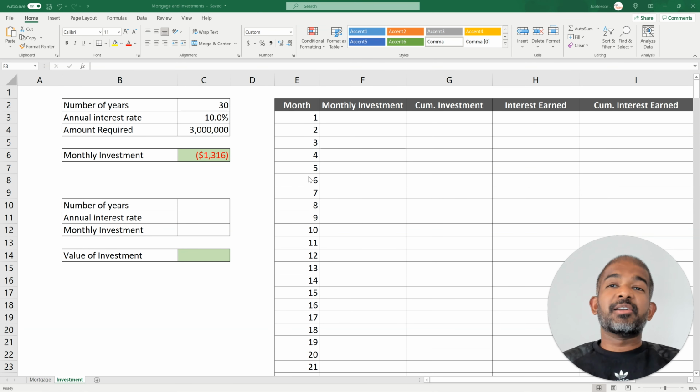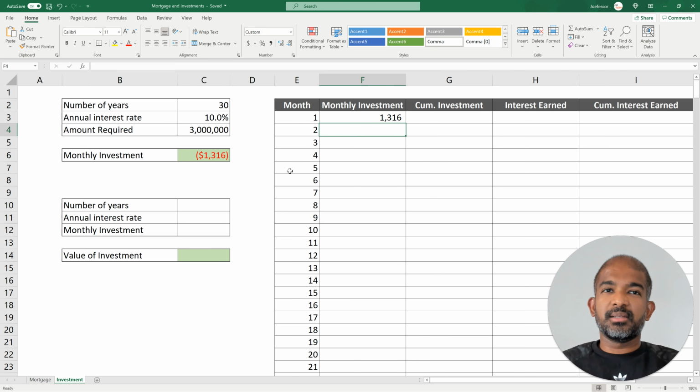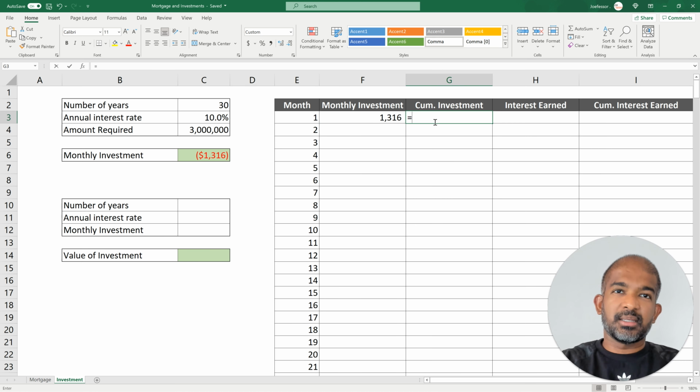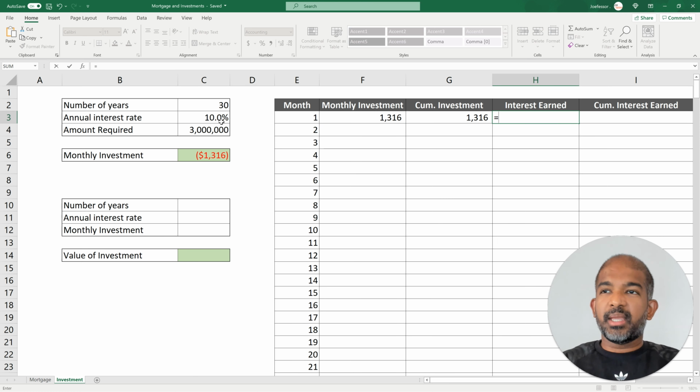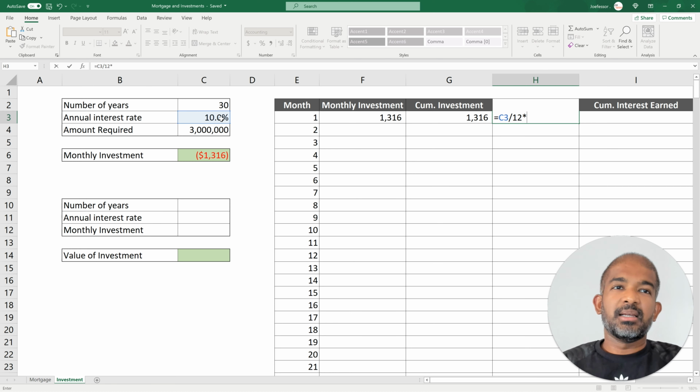Okay. I've created a template here for 30 years so that we can understand better how our investment progresses with time. At the beginning of the first month, the investment we make is $1,316. I've created a separate column for cumulative investment to add up just our investment without any interest. So in the first month, it's just what we have. How much is the interest being earned for the first month? That will be 10% divided by 12 because we need the monthly interest rate, multiplied by how much is being invested.